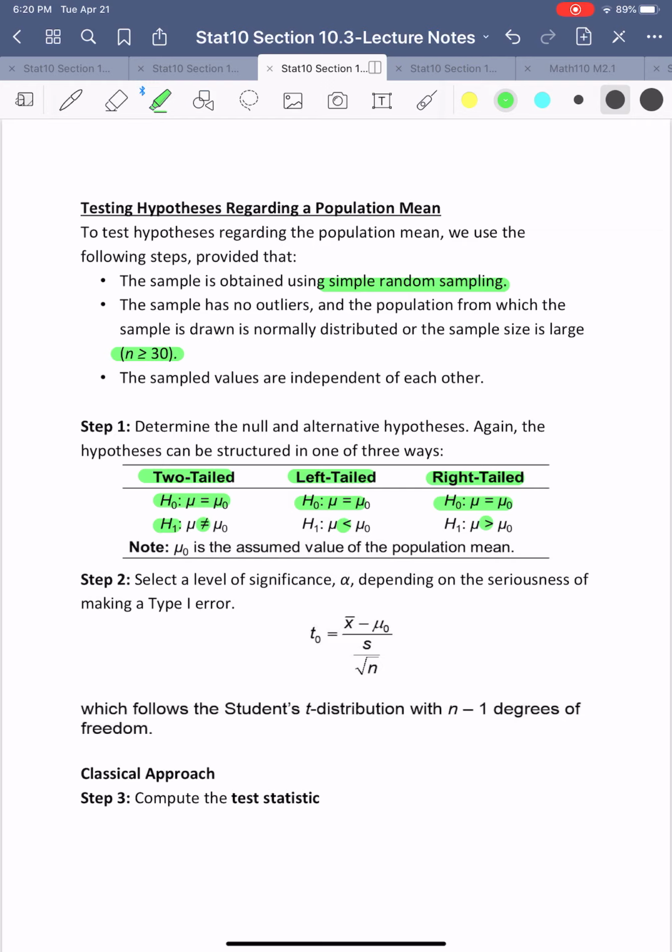In step 2, we have to find the level of significance alpha, which lets us control the type 1 error. The test statistic follows the student t distribution with n-1 degrees of freedom. And this is the test statistic we're actually going to use in step 3.